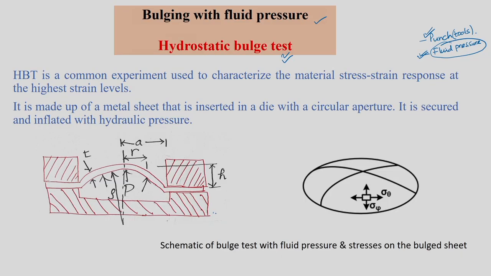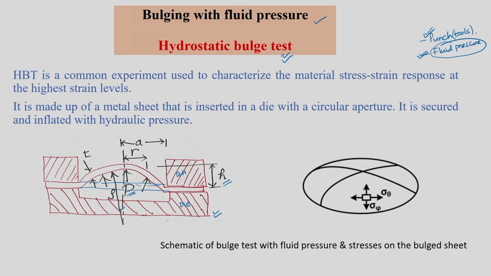A schematic is described here. You can see that at the bottom there is a die, and there is a retainer or a blank holder here. Initially the sheet is flat like this, and then in between you give a fluid pressure, let us say P, that is the pressure with which your sheet is going to deform. Let us say rho is the radius of curvature we have, and at one particular stage your deformation height, your forming height, is H.